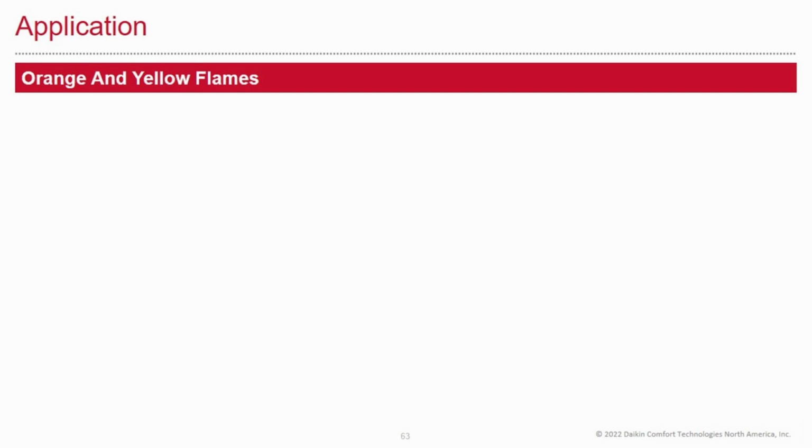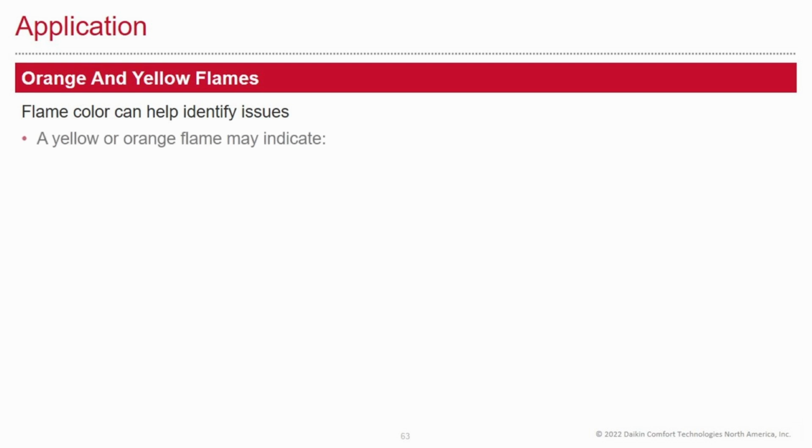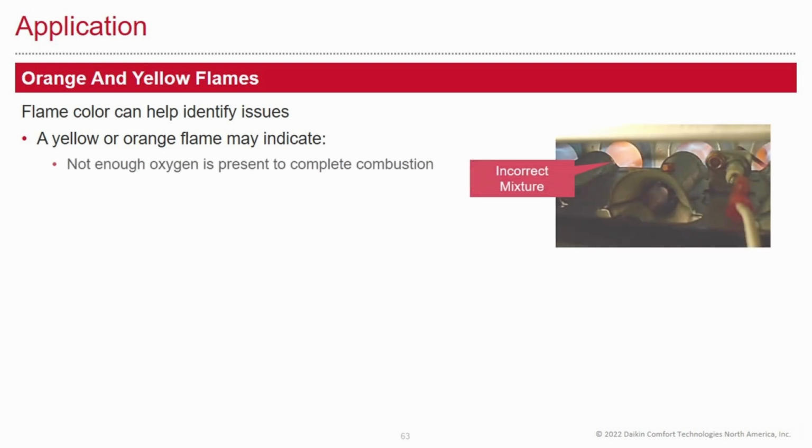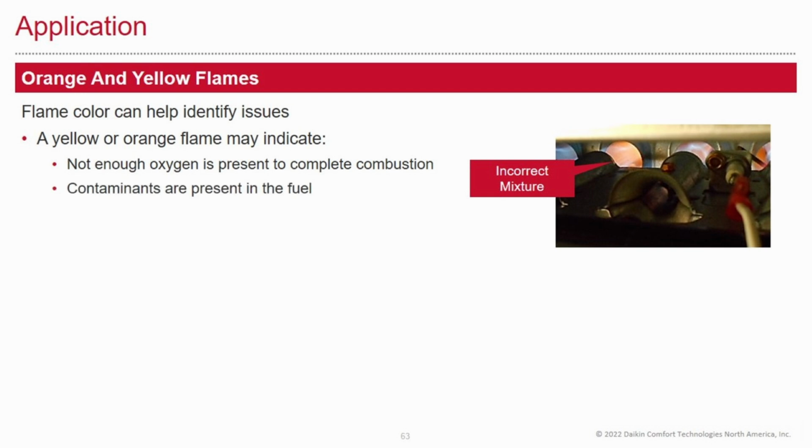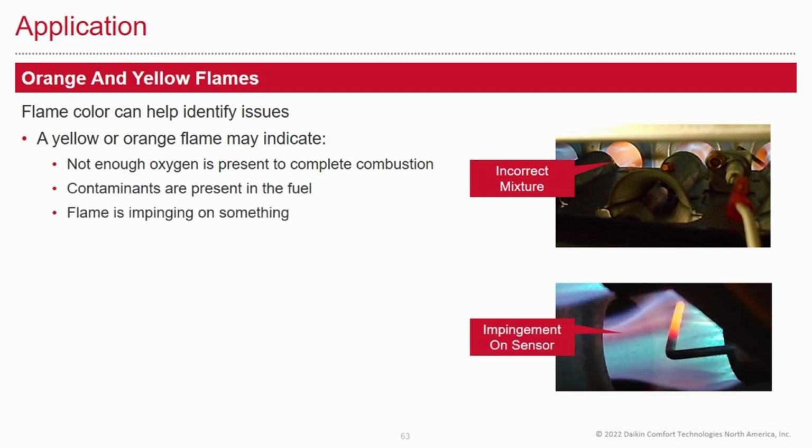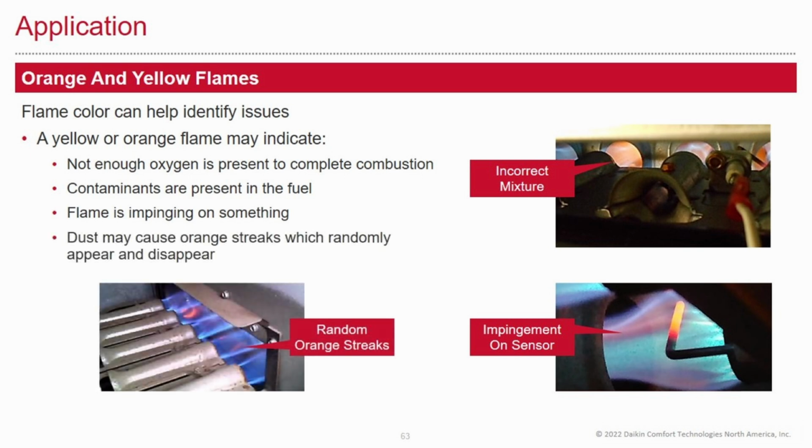Orange and yellow flames. Flame color can help identify issues. A yellow or orange flame may indicate there's not enough oxygen present to complete combustion. There may be contaminants present in the fuel. The flame is impinging on something, and dust may cause orange streaks which randomly appear and disappear.